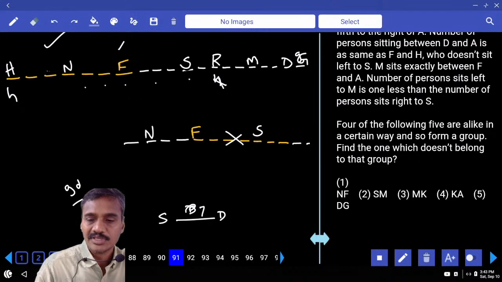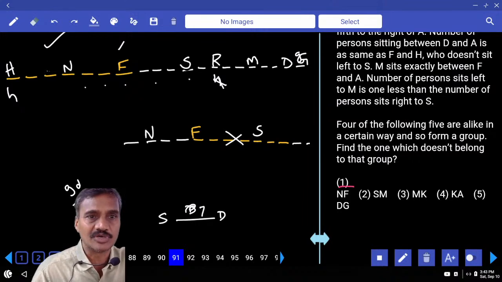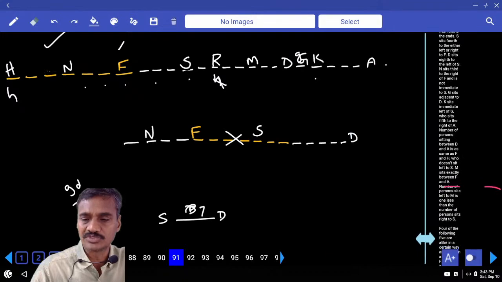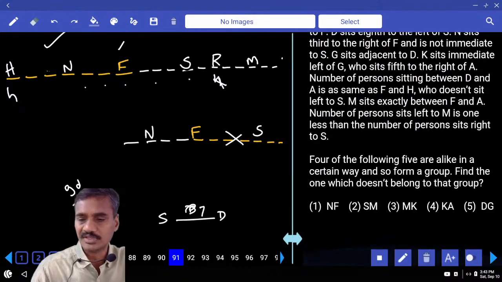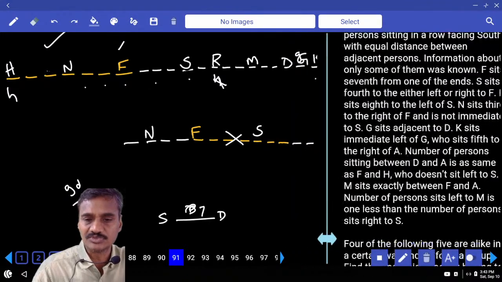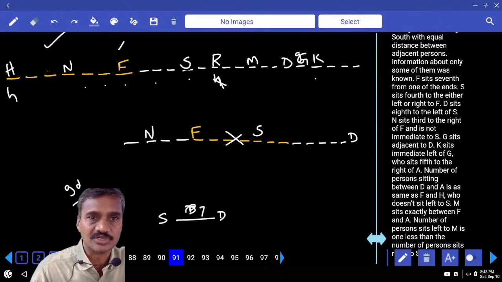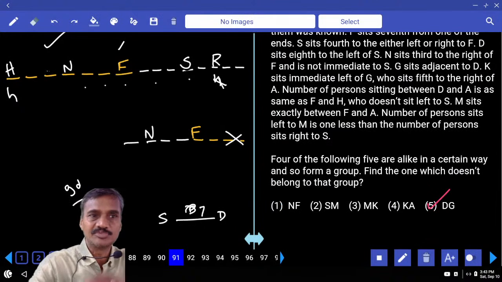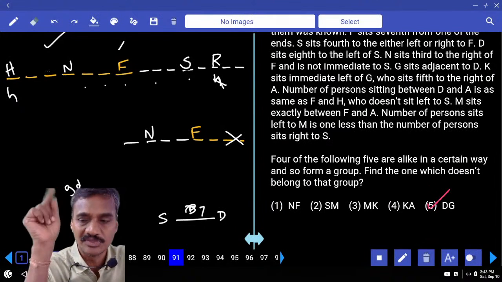N and F: F is to the left-hand side of N. M is to the left-hand side of S. And K is to the left-hand side of M. And A is to the left-hand side of K. And in the same way, D is to the right-hand side of G. Except choice 5. In the remaining, the second person is to the left-hand side of the first person, unlike choice 5.